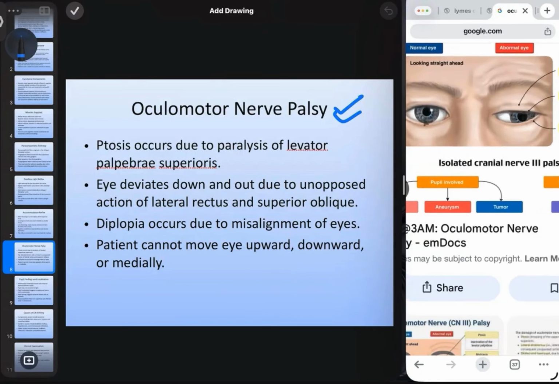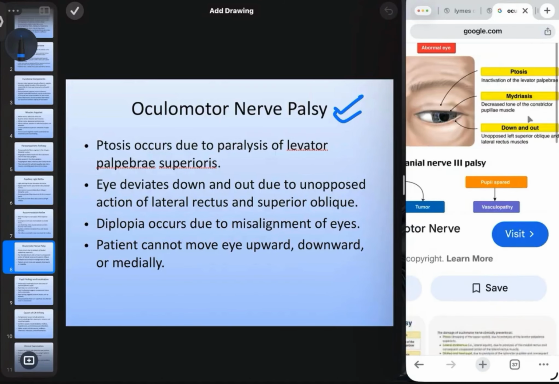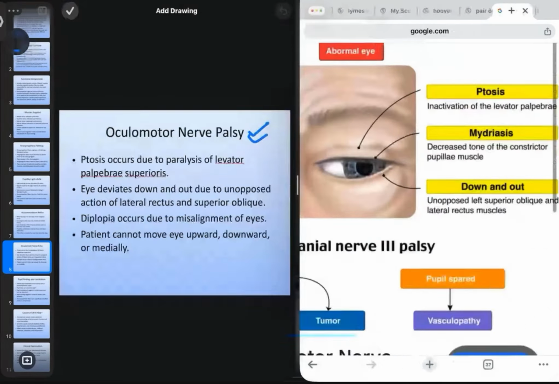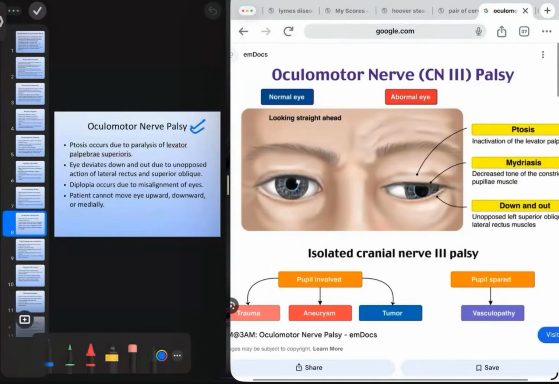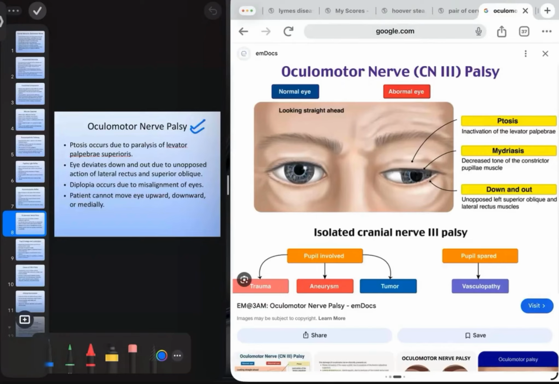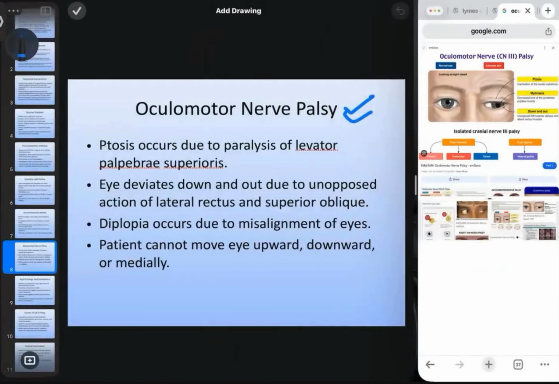So now you guys would be able to see and try to correlate this. You can see that the person is not really trying to look sideways, but you can see that there is ptosis. Can you guys see the image clearly? Yes. So there is ptosis, there is also mydriasis. This means that there is decreased tone in the pupil muscles, and then there is down and out movement of the eye. You can see that this is the normal eye, but this eye is a little bit abnormal.